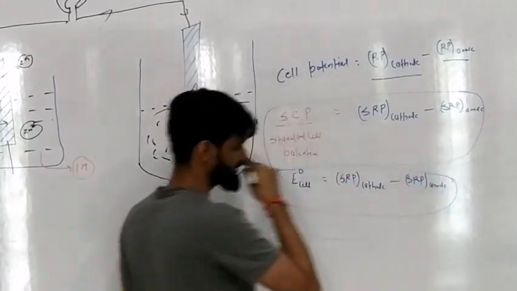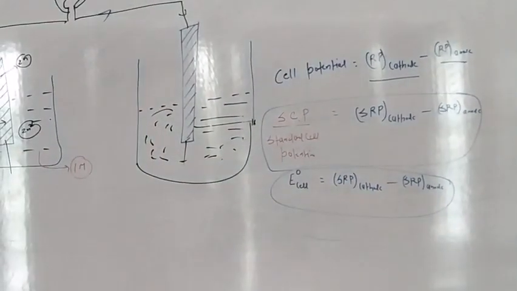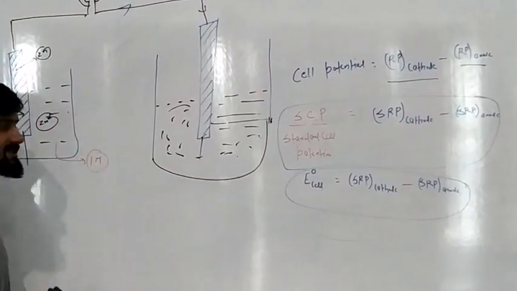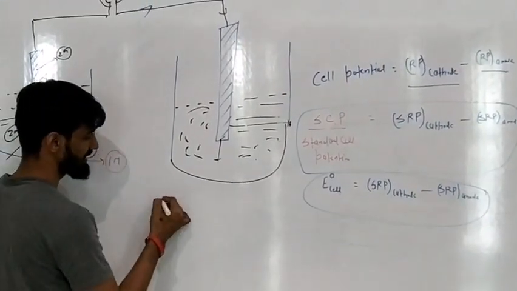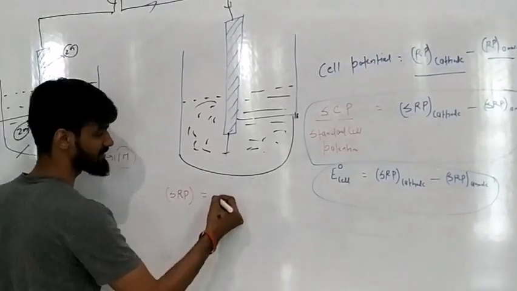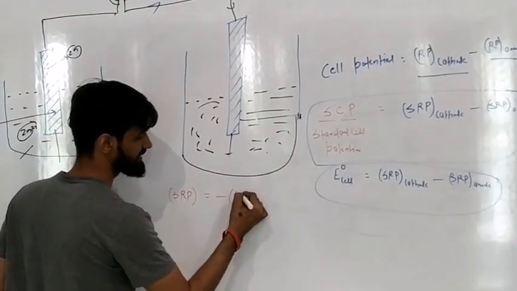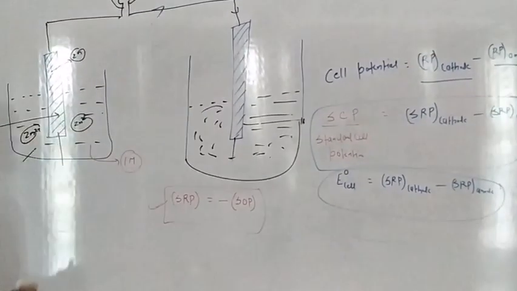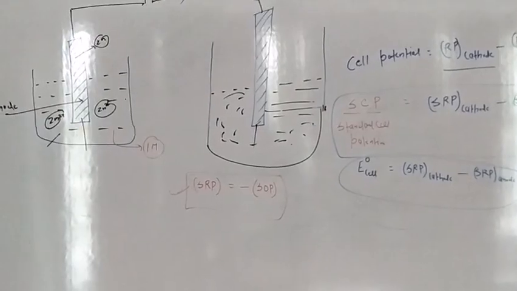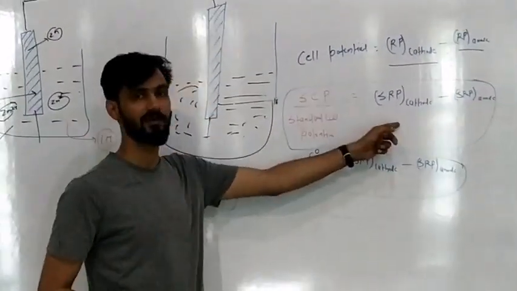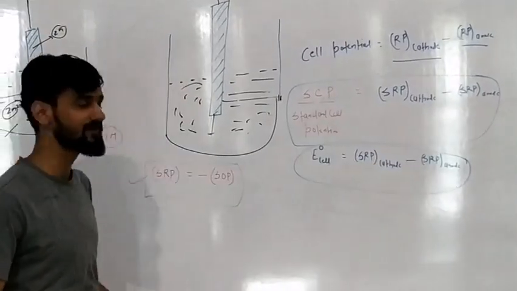My dear student, understand one thing. There is a relation between the oxidation potential and reduction potential of a particular substance. The standard reduction potential of any substance is equal to minus the standard oxidation potential of that substance. You should remember this. It is also one of the best correlations, and it will be used frequently for solving any type of question.